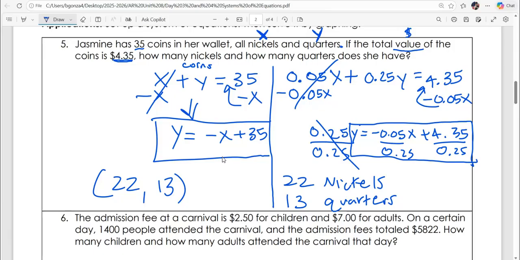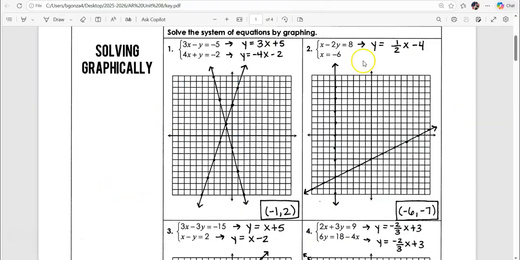So, I know this is more steps, but you got to be able to do what? Set up the equations, solve them for y, plug them into Desmos, find the solution, and interpret the solution. All that. Okay?